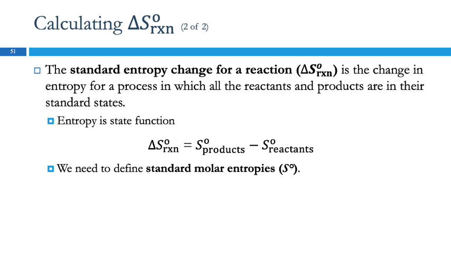The standard entropy change has a similar definition. So the standard entropy change for a reaction is the change in entropy for a process in which all the reactants and products are in their standard states. So entropy is a state function, meaning it doesn't matter how you got from point A to point B, it's just the difference between them. And so we can say that the standard entropy change for the reaction is equal to the entropy of the products, the final state, minus the entropy of the reactants. So we need to define standard molar entropies. And so that's S with a degree symbol.